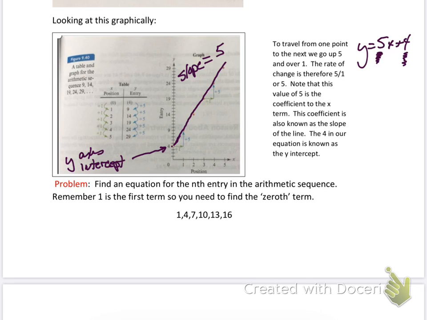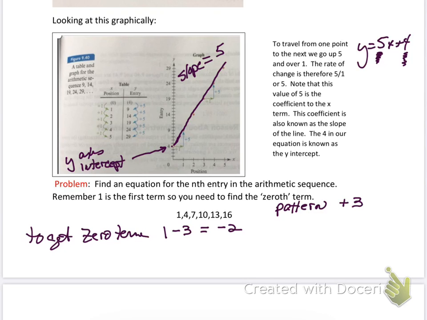Okay, let's see if we can figure out this one together. So find the equation for the nth entry in the arithmetic sequence. Remember, 1 is the first term, so you will need to find the 0th term. Okay, so looking at this, I see a pattern that I am constantly adding plus 3. So the pattern is plus 3. So to get a 0 term, take the first term and subtract 3. That 0 term is a -2.